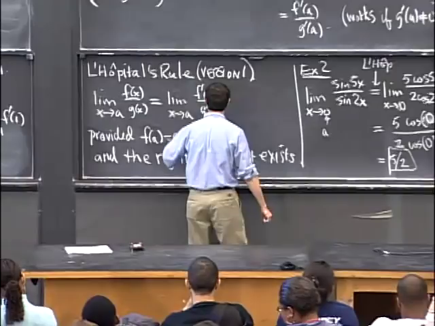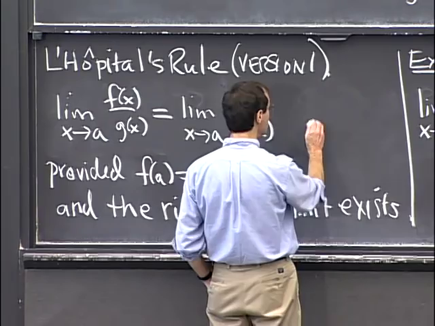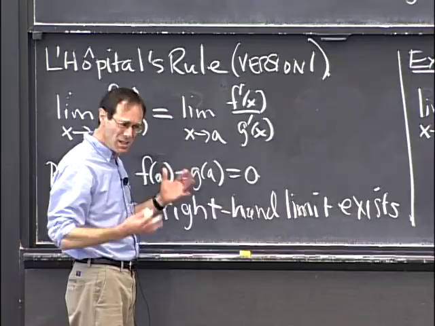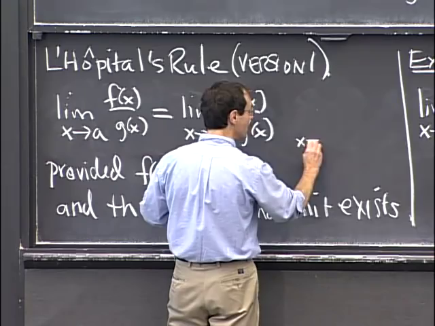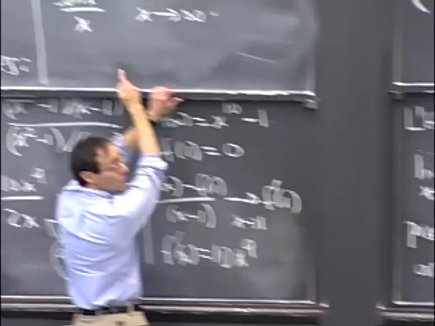No. The derivative of the numerator has to exist, the derivative of the denominator has to exist, and this limit has to exist. What doesn't have to exist, by the way, I've never said that f prime of a has to exist. In fact, it's much, much more subtle. I'm not claiming that f prime of a exists, because in order to evaluate this limit, f prime of a need not exist. What has to happen is that nearby, for x not equal to a, these things exist, and then the limit has to exist. So there's no requirement that the limits exist at the end point.